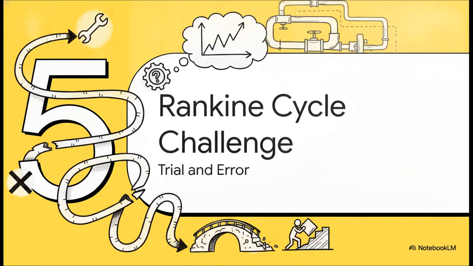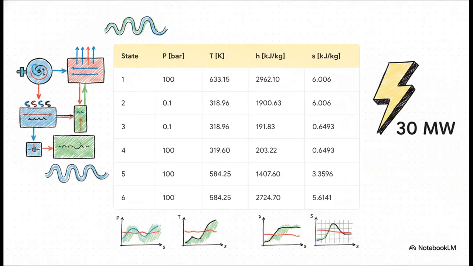Section 5. The Rankine Cycle Challenge. Trial, Error, and Frustration. Now, on paper, the math for the Rankine cycle was perfectly mapped out. The thermodynamic state analysis charted exactly what needed to happen across 6 different states involving 3 heat exchangers, a steam turbine, a condenser, and a pump. The exact pressure, temperature, enthalpy, and entropy were all meticulously calculated to hit that remaining 30-megawatt goal.